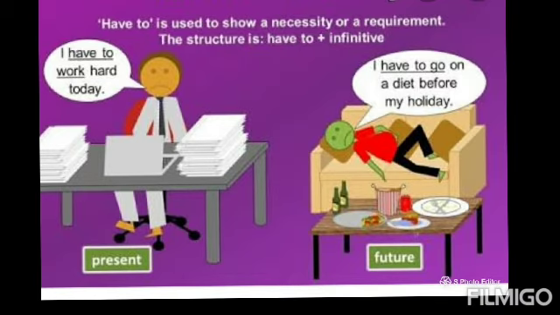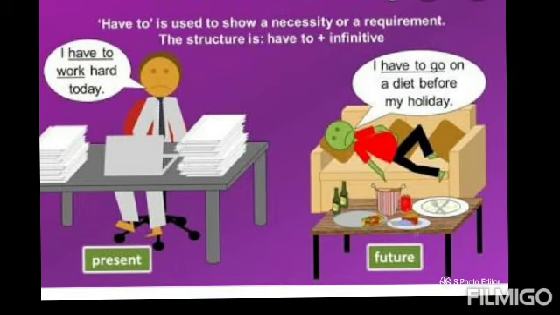Now, have got to. It has the same meaning as have to and is often used in everyday speech. For example, I have got to call my mother. Students, we must remember that must is used to express necessity when the speaker decides that something is necessary, while have to is used to express necessity when someone other than the speaker has made the decision. This is actually the main difference between the two.